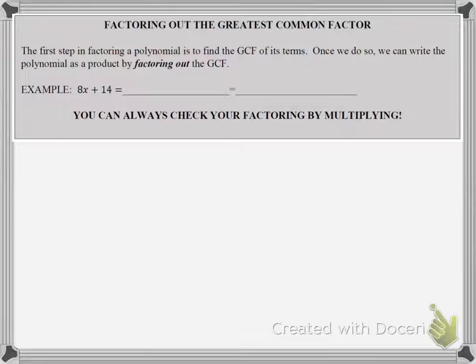In this example, we are going to look at how we factor out the greatest common factor. This is going to be a skill that we use quite often anytime we have to do any problem that requires factoring. So when we talk about the greatest common factor, we will often refer to it as the GCF. So let's take a look at the example problem we have: 8x plus 14.